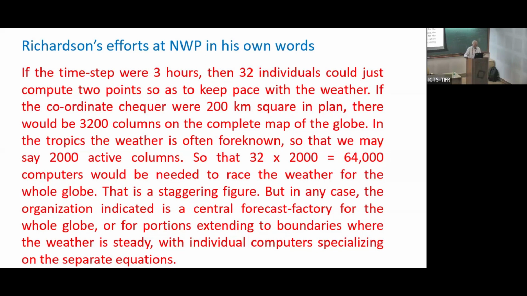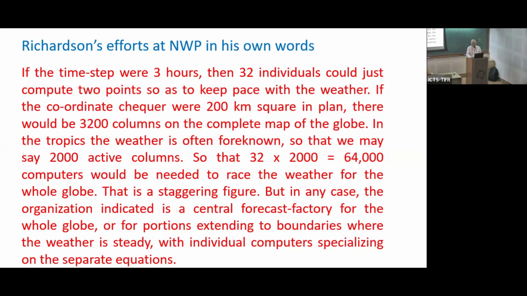Okay, that was his first. So he says 64,000 computers would be needed to race the weather for the whole globe. This is a staggering figure. I mean, this was written in 1922. But in any case, what he imagined was you need to have a central forecast factory for the whole globe, where the weather is steady, with individual computers specializing on the separate equations.